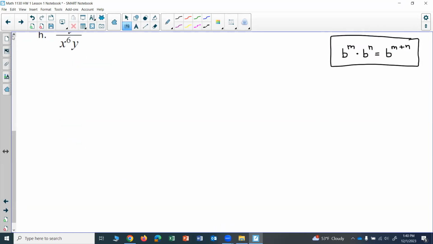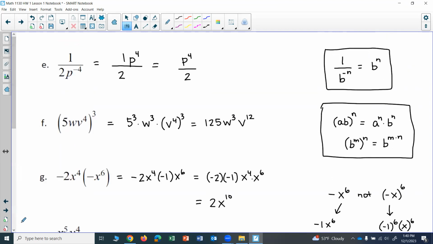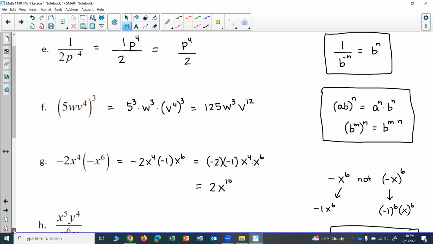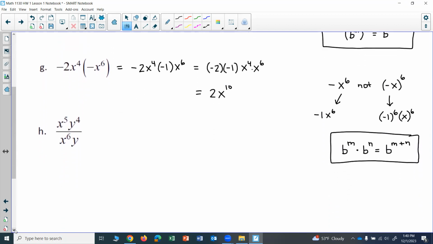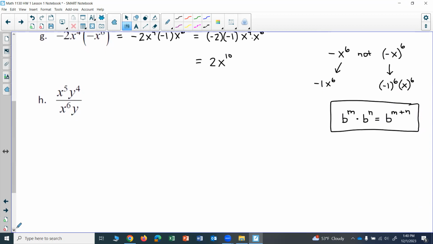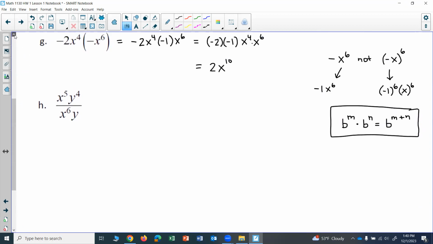All right, let's look at one more example. Oops, scrolled up a little too much. Let me go back down here. All right, so the last one is x to the 5th, y to the 4th, over x to the 6th, y.